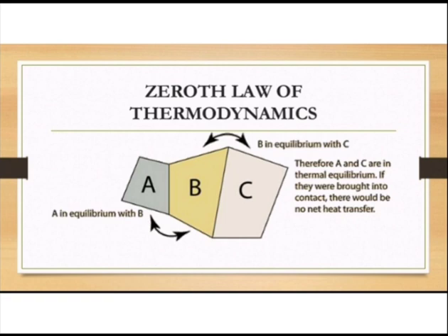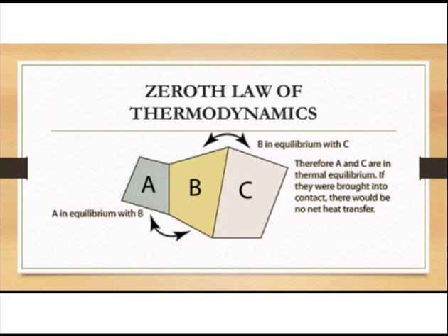A is in equilibrium with B and B is in equilibrium with C. And here B is in equilibrium with A and C. That's why C is in equilibrium with A. So this is the correlation. A is related to B, B is related to C, that's why C is related to A. And therefore A and C are in thermal equilibrium. If they were brought into contact, there would be no net heat transfer.